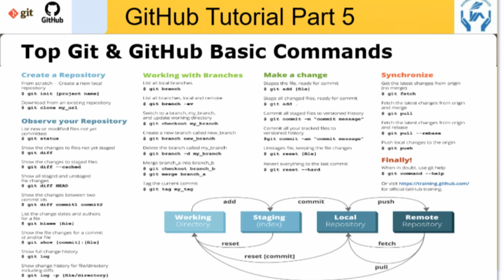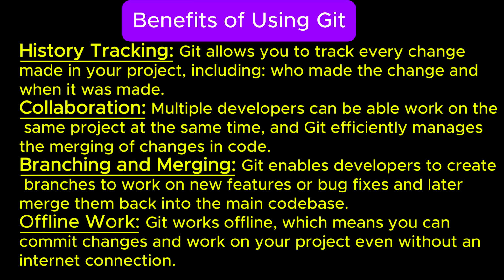Okay, let's start with the benefits of using Git. We have history tracking. Using Git allows you to track every change made in your project, including who made the change and when it was made. We have already covered that when you add configuration like username and email address, then we can track who has made the changes. Collaboration: multiple developers can work on the same project at the same time, and Git efficiently manages the merging of changes in code.